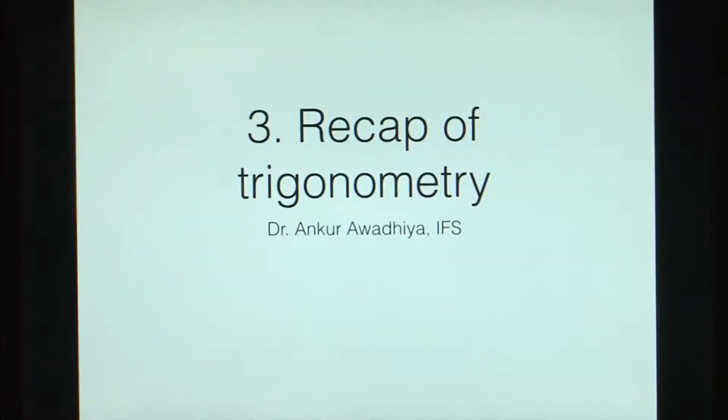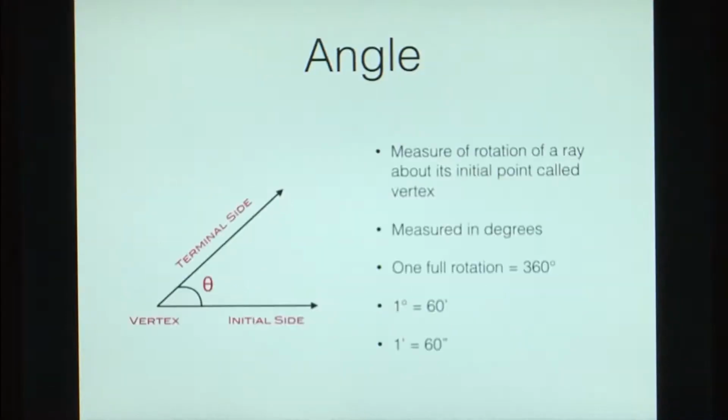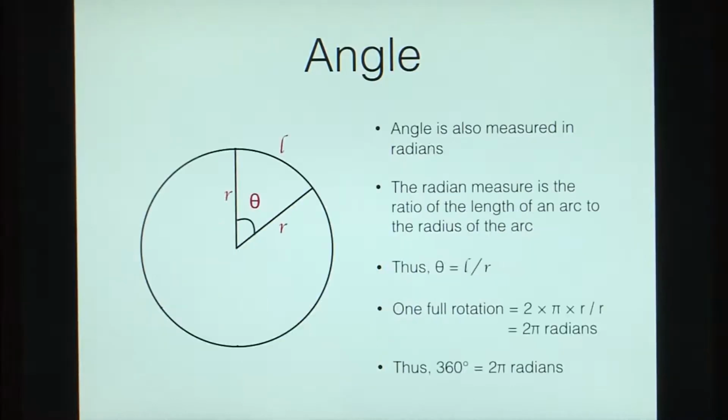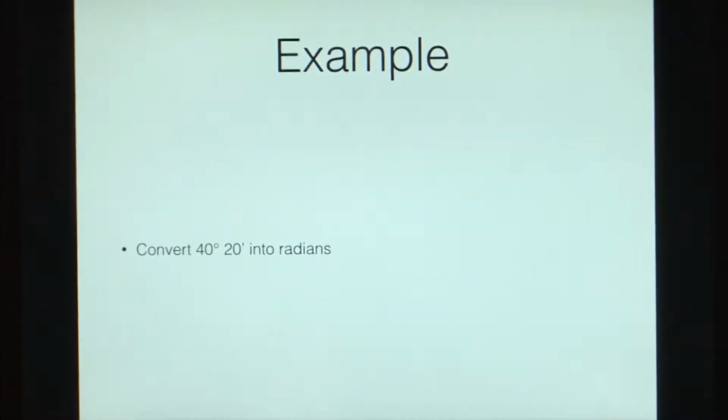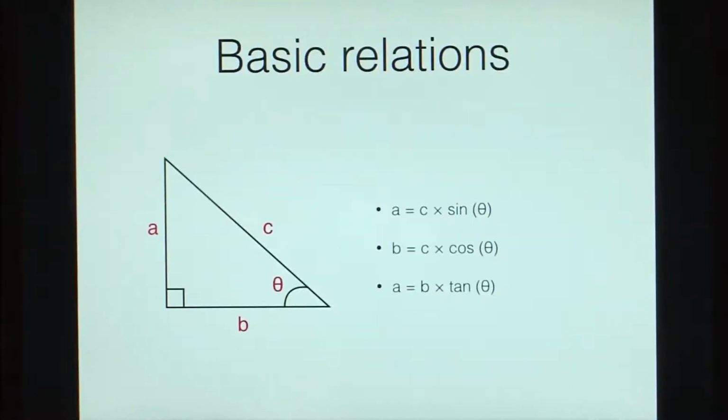Now, next we did a recap of trigonometry, in which we looked at what this word means. It means measuring the sides of a triangle. We defined what an angle is. It is measured either in degrees or in radians, and we can convert degrees into radians and also radians into degrees. Next, we saw some basic relations.